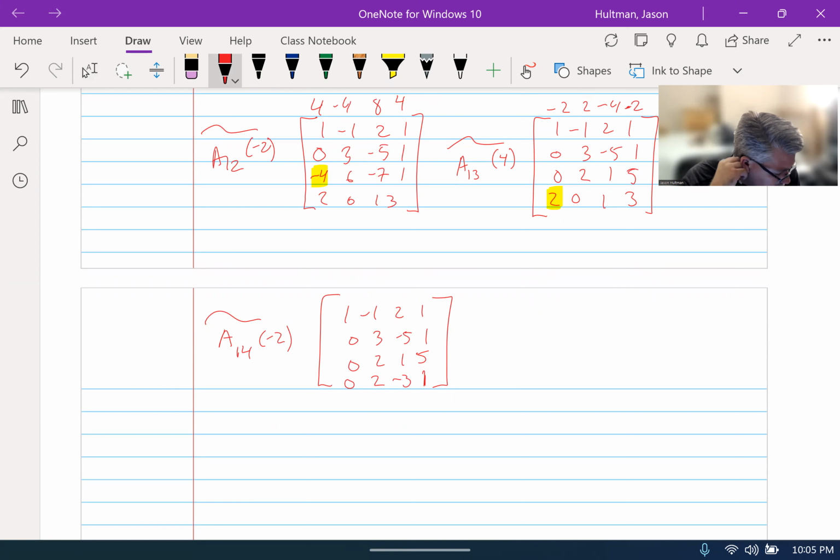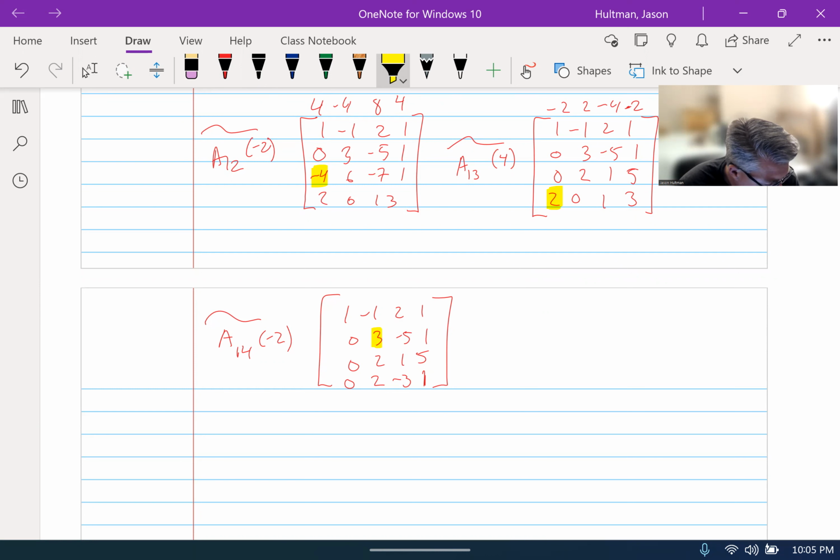Okay, so now we want to get a 1 in the second column. So how could I get a 1 in the second column and zeros everywhere else? Well, let's work on the 1 first. We'd like to get the 1 in this position right there. That's where I'd like to get my 1.